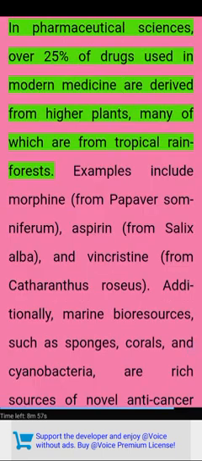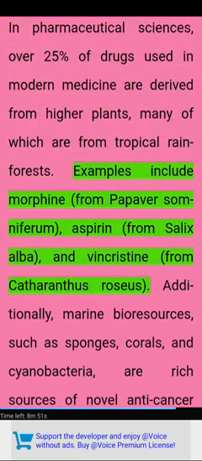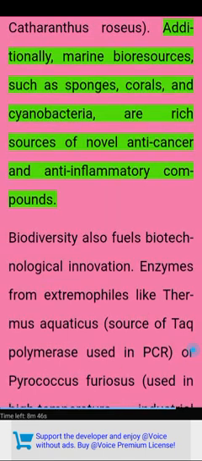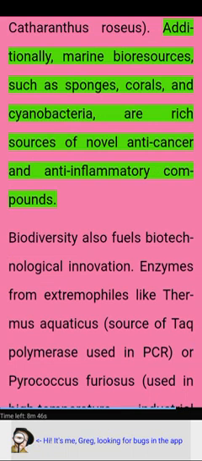In pharmaceutical sciences, over 25% of drugs used in modern medicine are derived from higher plants, many of which are from tropical rainforests. Examples include morphine from Papaver somniferum, aspirin from Salix alba, and vincristine from Catharanthus roseus. Additionally, marine bioresources, such as sponges, corals, and cyanobacteria, are rich sources of novel anti-cancer and anti-inflammatory compounds.